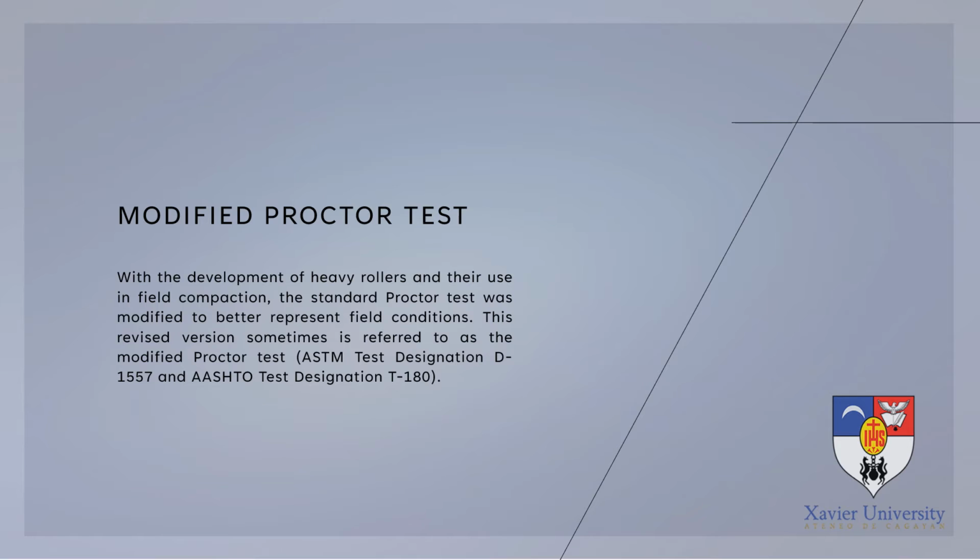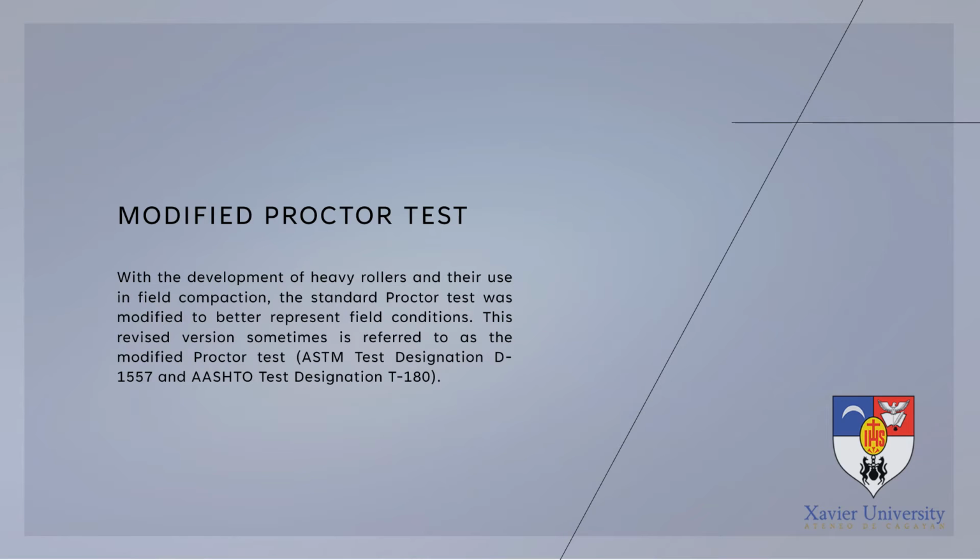So aside from the standard Proctor test, we also have what we call the modified Proctor test for our compaction test. With the development of heavy rollers and their use in field compaction, the standard Proctor test was modified to better represent field conditions. This revised version sometimes is referred to as the modified Proctor test, with ASTM designation D1557 or AASHTO test designation T180.